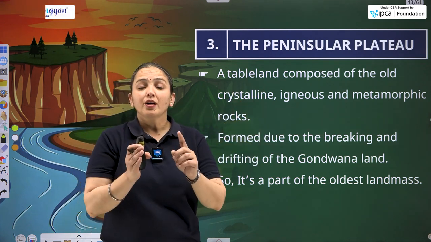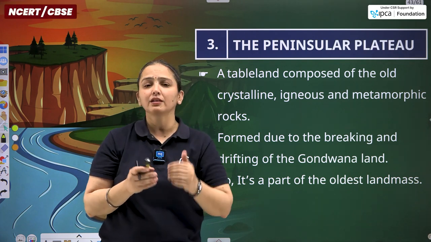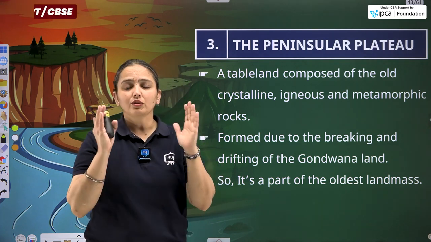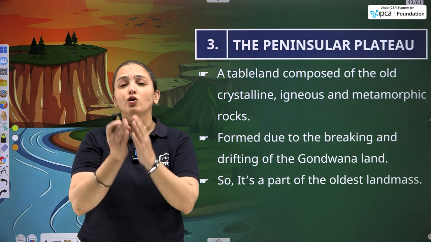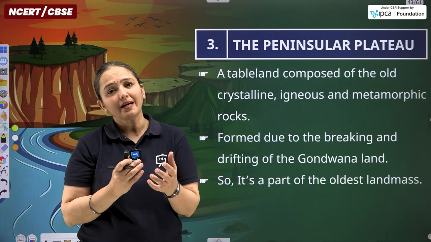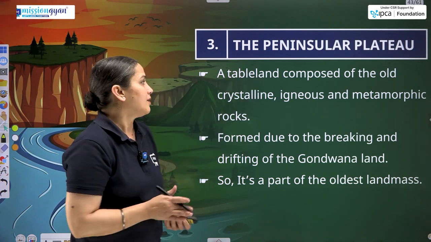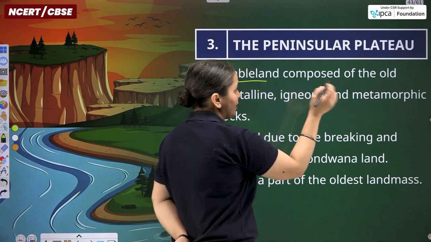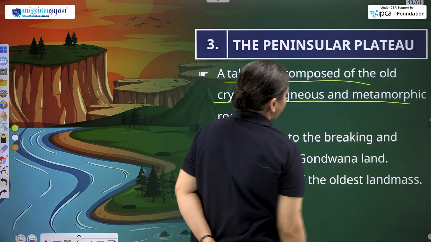Peninsular plateau, so we are talking about the peninsular part of India, that is in southern India itself. The southern part of India that is protruding towards, or extending towards, the Indian Ocean is known as the peninsular plateau. Plateaus are also known as flatland. So a tableland or flatland composed of the old crystalline, igneous and metamorphic rocks.